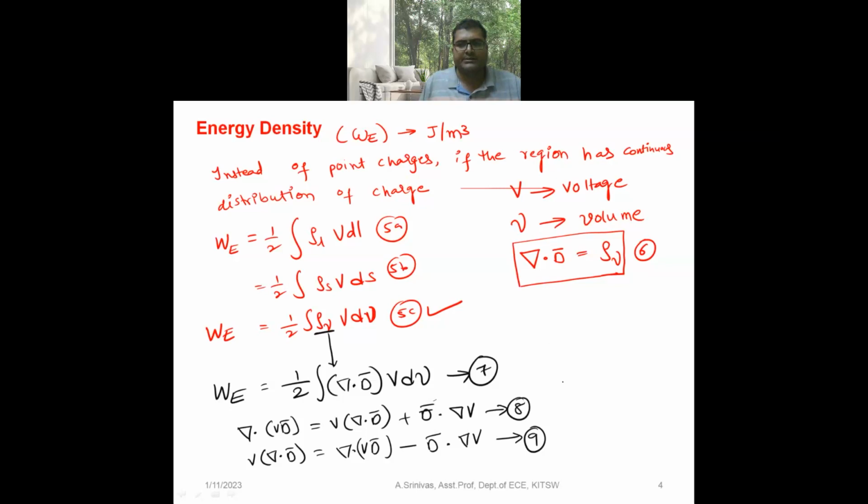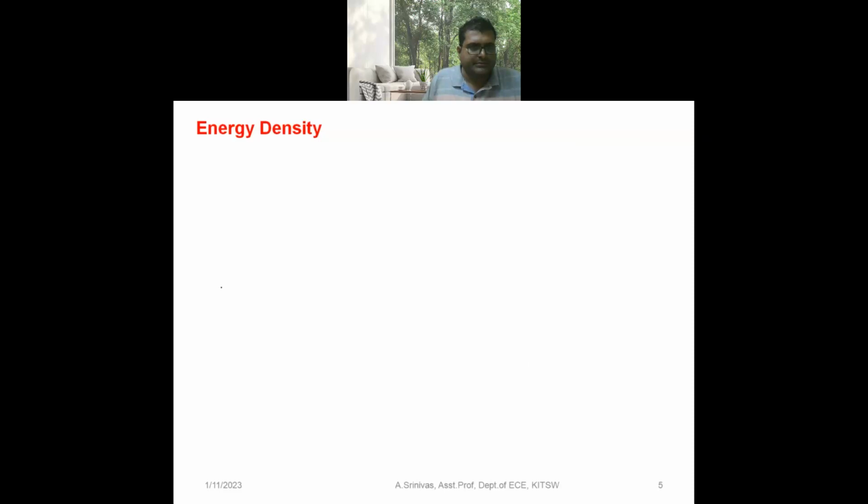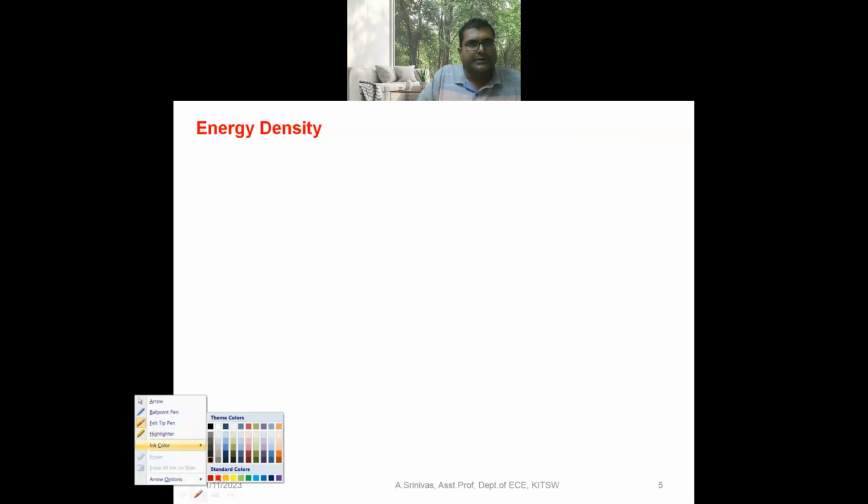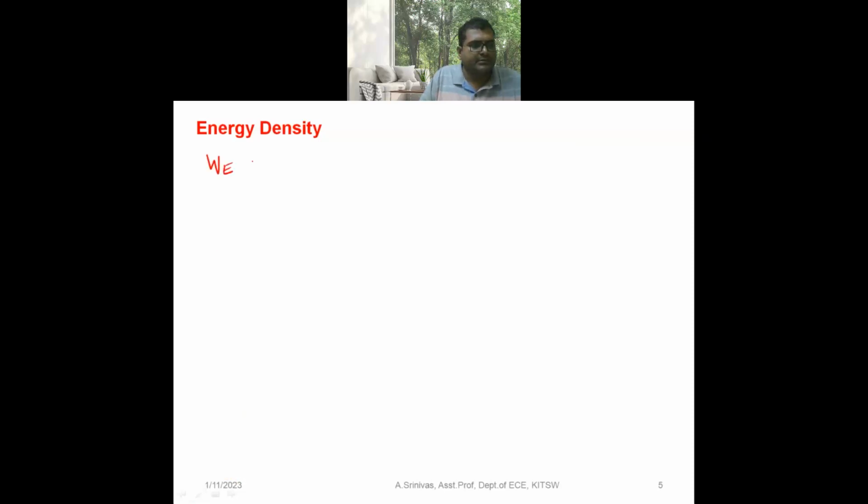Now substitute equation 9 in 7, and let us continue our discussion in the next slide. Now it becomes: the energy stored is equal to half into the volume integral of del dot (V D) dV minus half into the volume integral of D dot del V dV. Equation 10.